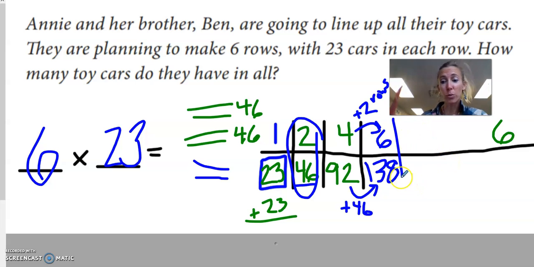Now, our house, we have a lot of cars, but I don't think we actually have that much. Now I'm going to have to count them and see if I can make 6 rows of 23 cars at our house.